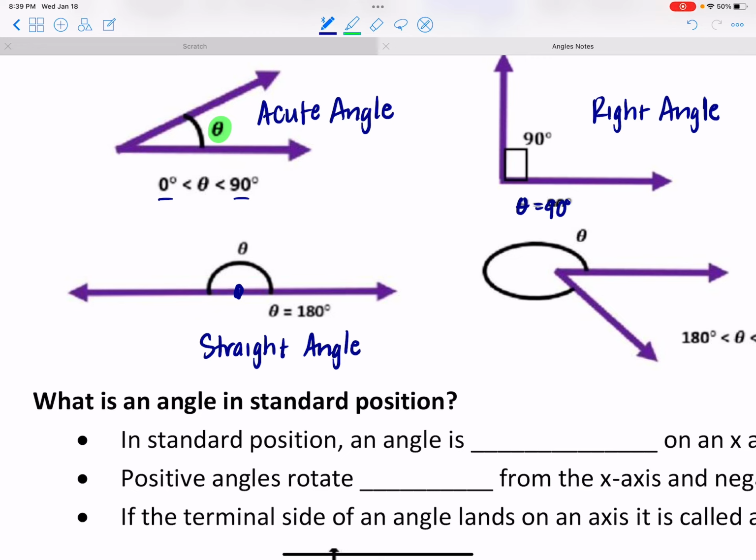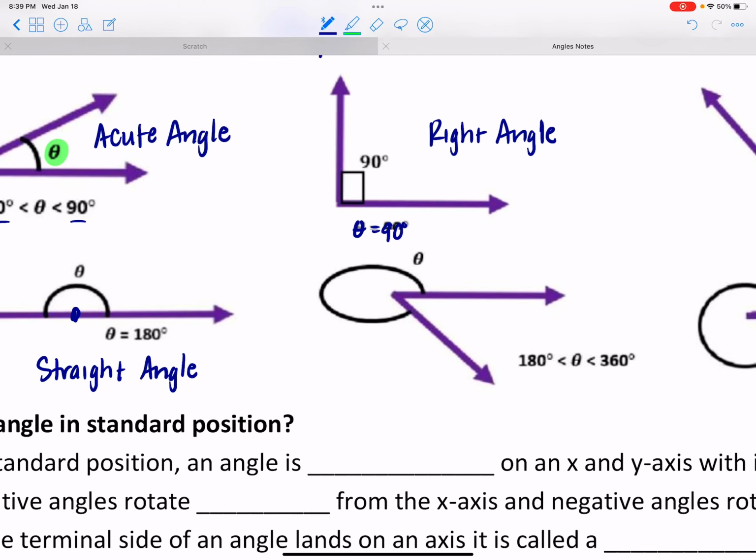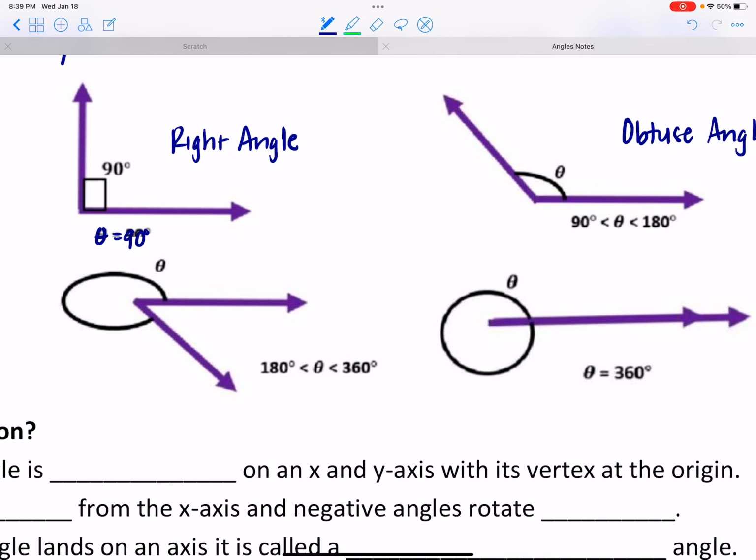And then this next one might be a new one for you. You've probably seen the first four, but when you take your angle and you rotate it beyond the 180 degrees, but not a full circle like we see on the last picture here. So if we're looking at an angle that's between 180 and 360 degrees, that's called a reflex angle.